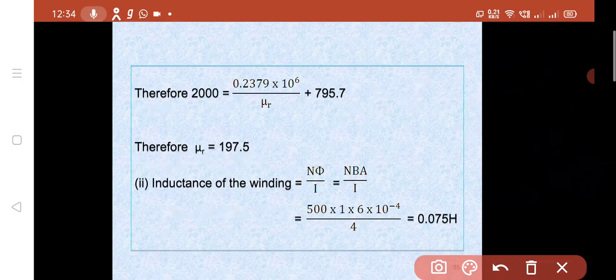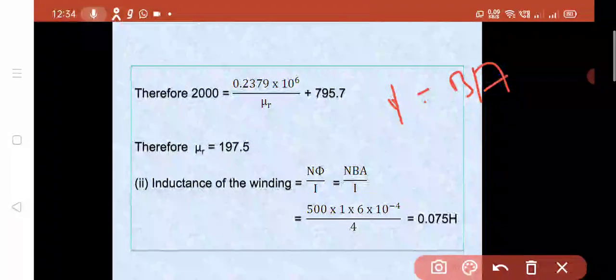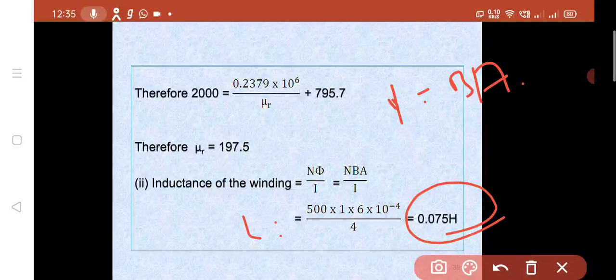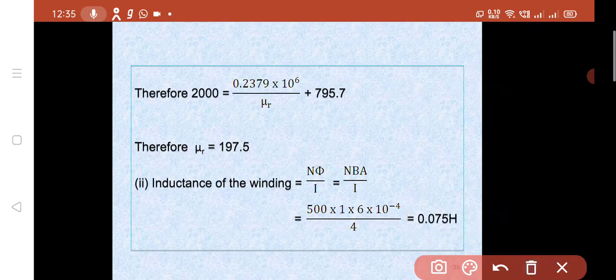So the inductance of the winding is Nφ by I. So φ is equal to B into A, or mmf by reluctance. N is equal to 500, B is equal to 1, A is equal to 6 into 10 to the power of minus 4, and I is equal to 4. So the inductance of the winding L is equal to 0.075 H. This is the inductance.